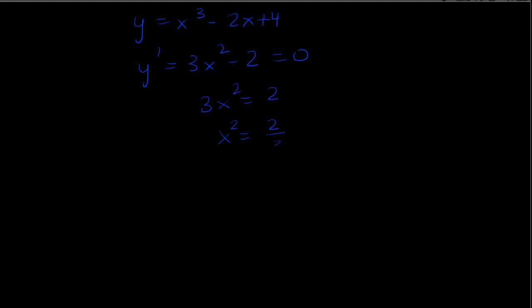All right, next, given y equals x cubed minus 2x plus 4. So find the first derivative, set equal to 0. Okay, now I'm going to add 2 to the other side, divide by 3. And here I'm going to have to take the square root of both sides. And because I'm taking the square root of both sides, I have to do the plus or minus. Otherwise, I'll be losing one of the critical points.